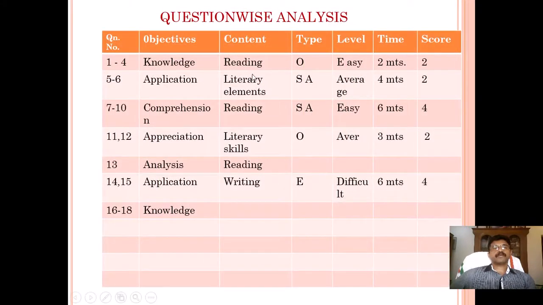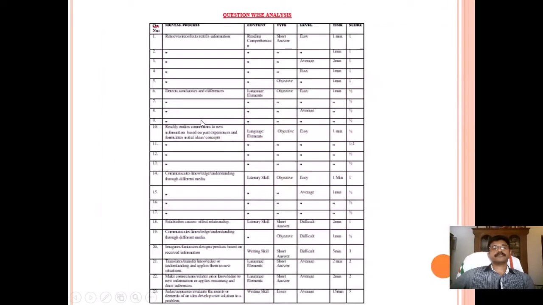After preparing the scoring and marking scheme, the last step involved in preparation of the achievement test is to prepare a question-wise analysis. In this question-wise analysis, again we make a table where we include mental processes or objectives, content, type of questions, level of questions, along with time for attending each question and score of each question. So this is the question-wise analysis that we prepare at the end of the question paper preparation.